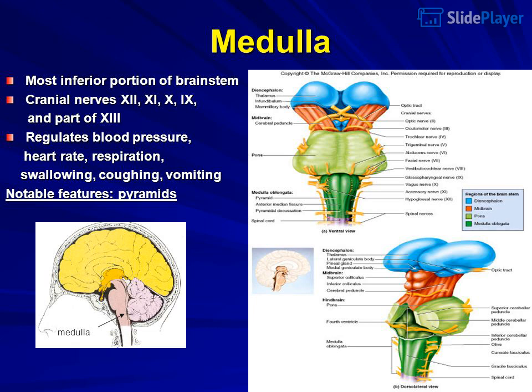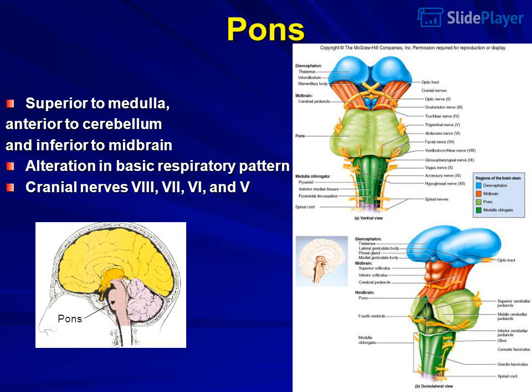Medulla, the most inferior portion of the brainstem. Cranial nerves 12, 11, 10, 9, and part of 8. Regulates blood pressure, heart rate, respiration, swallowing, coughing, vomiting. Notable features: pyramids. Medulla. Pons is superior to the medulla, anterior to the cerebellum, and inferior to the midbrain. Alteration in basic respiratory pattern.